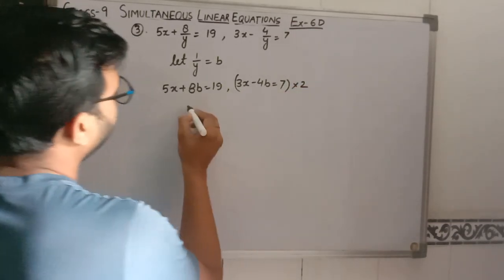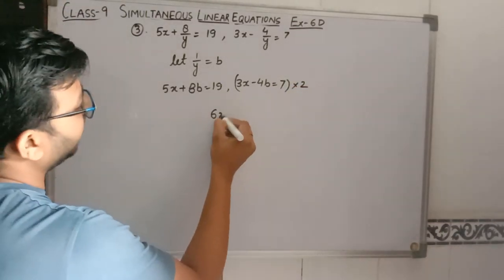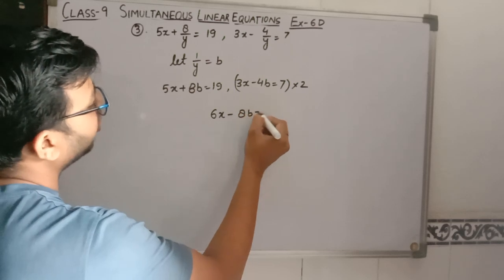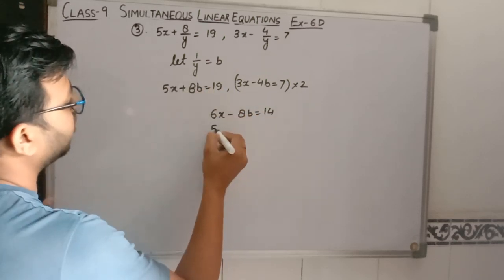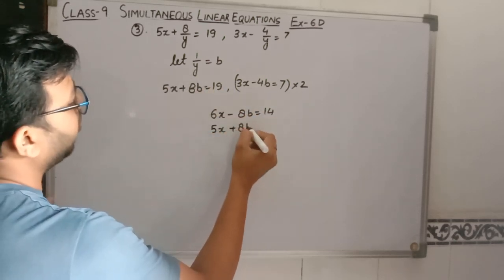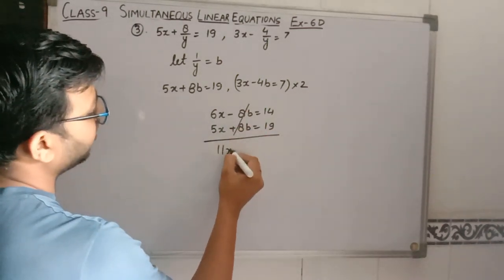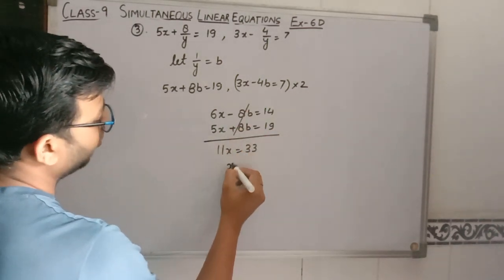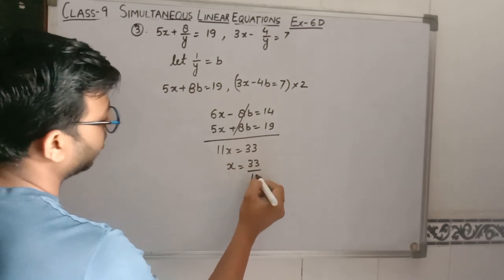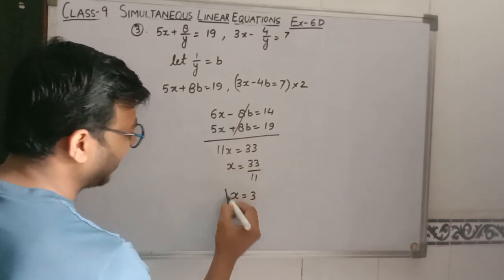So this will become 2 3 is 6x, 2 4 is 8b, 2 7 is 14. And just write down the first equation, 5x plus 8b is equal to 19. This will be cancelled. 11x is equal to 33. So the value of x is 33 upon 11. The value of x is exactly 3.